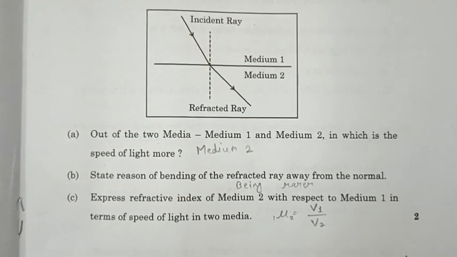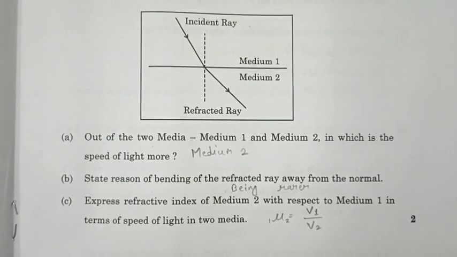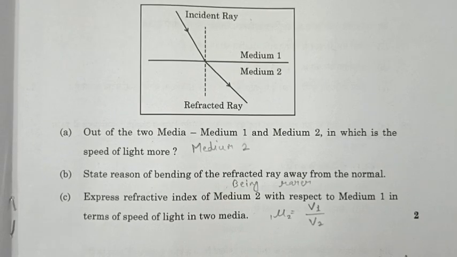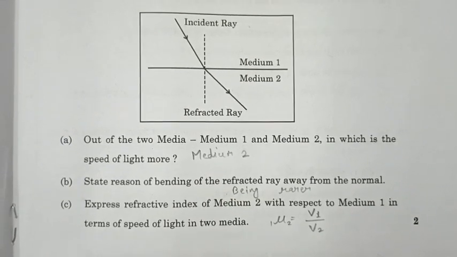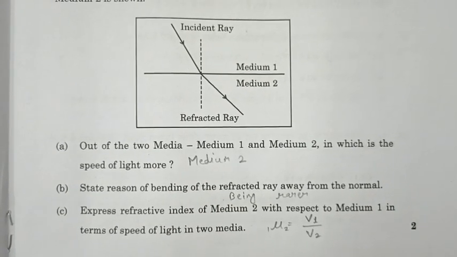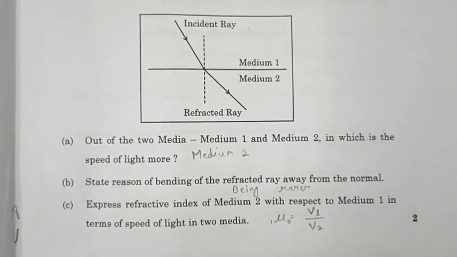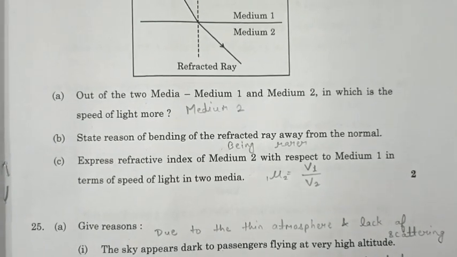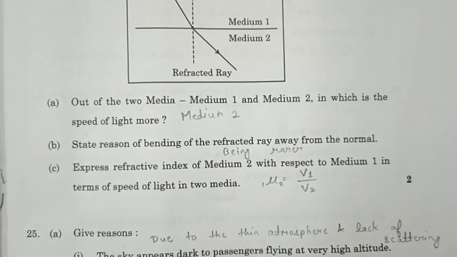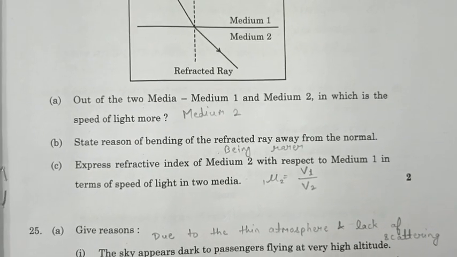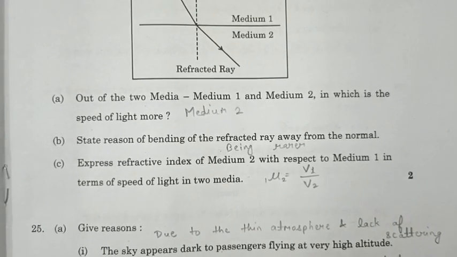Question A. Out of medium 1 and medium 2, in which is the speed of light more? So in medium 2, the speed of light is more because it is the rarer medium, as the refracted ray is moving away from the normal. Question number B. State the reason for bending of the refracted ray away from the normal. Being rarer, it will bend away from the normal.